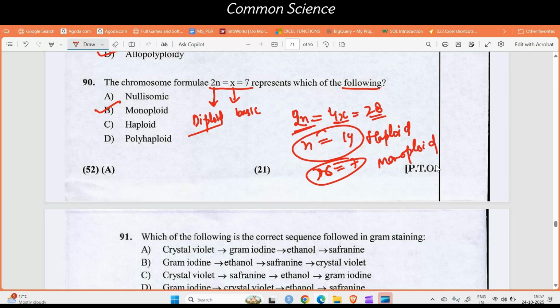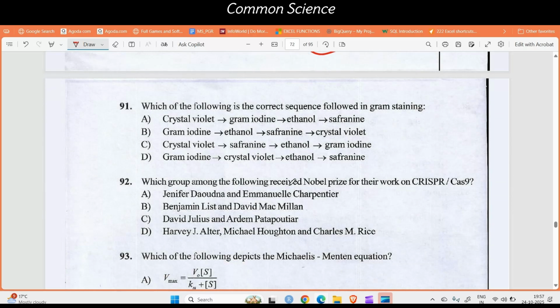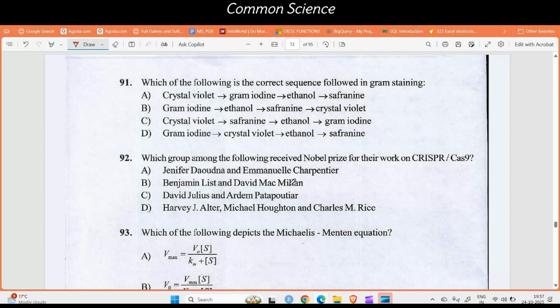Okay. Question number 91. Which of the following is the correct sequence followed in gram staining? First, you stain them with crystal violet, then with iodine. Iodine acts as a mordant, then ethanol acts as a decolorizer, and finally counter staining is done by safranin. So A is the correct answer here.